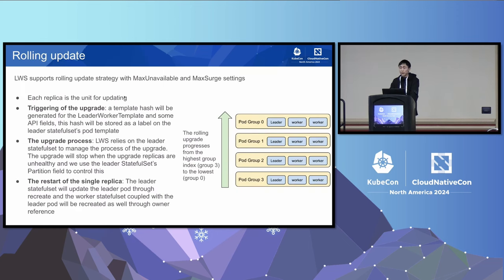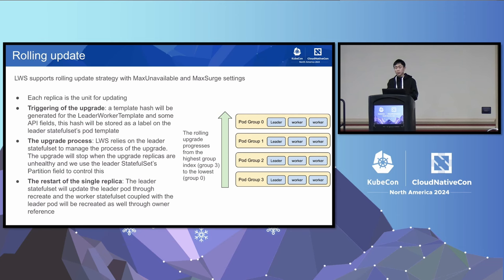Next one is rolling update support. LeaderWorkerSet supports a rolling update strategy with max unavailable and max surge settings. Max unavailable here means, let's say we have five replicas, we only ensure that at most max unavailable number of replicas are not available right now.